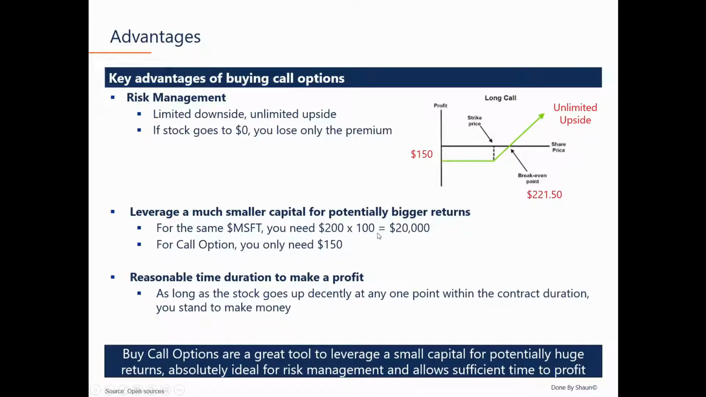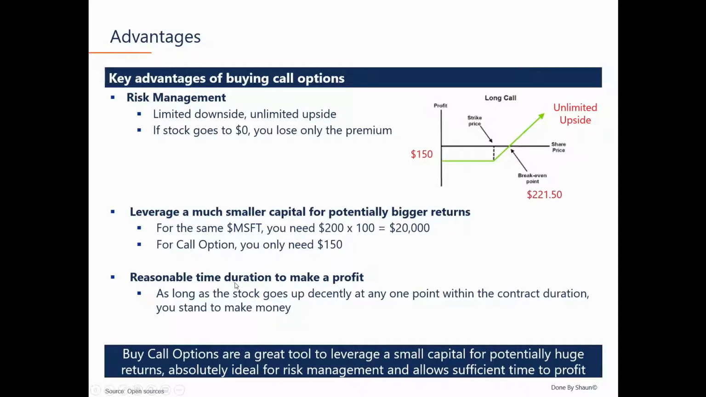The same case whereby a person is considering purchasing 100 Microsoft shares. If they just buy it from the market, they need 20K, and for you, you just need $150. So it's a much smaller amount needed to participate in the same bullish outlook of the stock.